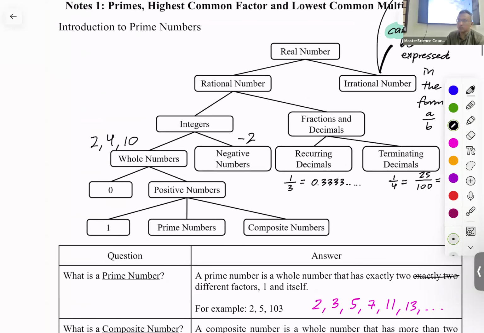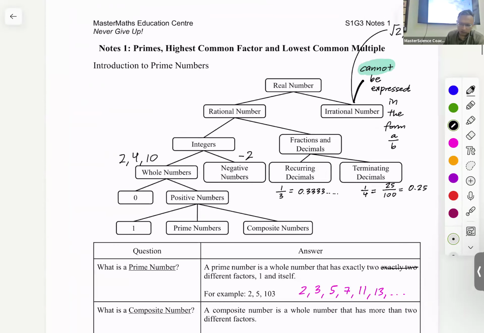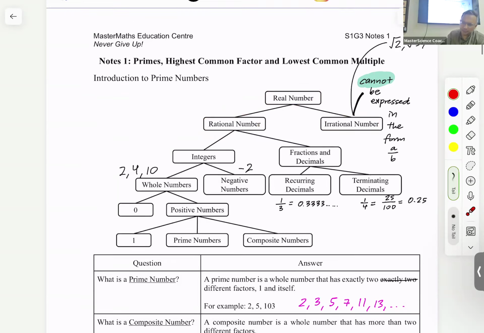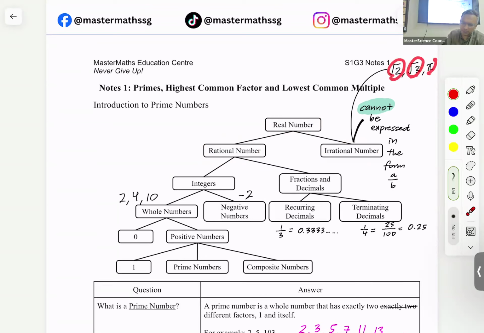So, we spoke about this in notes 2. Real numbers are made up of rational numbers or irrational numbers. Irrational numbers cannot be expressed in the form a over b. So numbers like square root 2, square root 3, pi, you cannot express them in the form of a over b. Rational numbers, you can express them in the form of a over b.